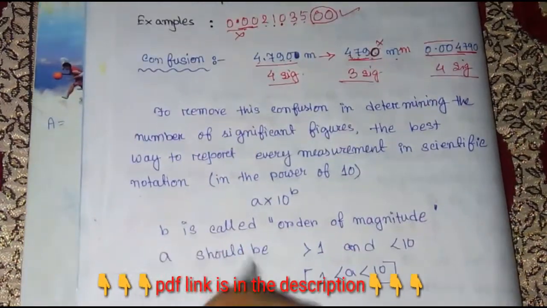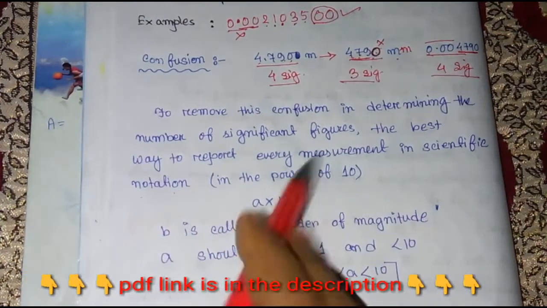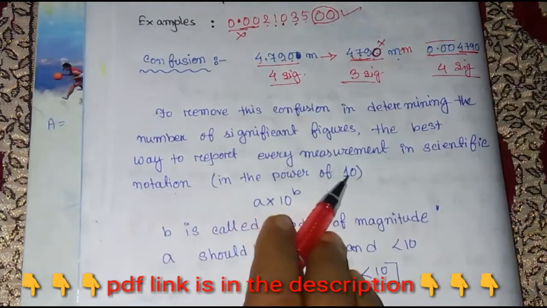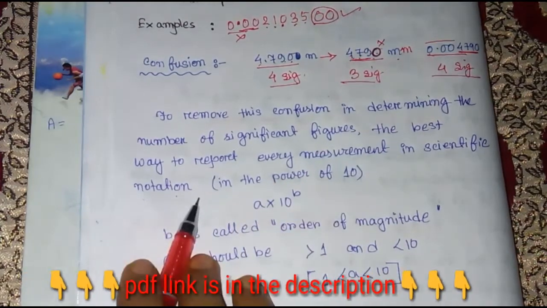Let's see what scientific notation is. Scientific notation is nothing but writing a number in powers of 10. Suppose we write something with a power of 10, it is named scientific notation.